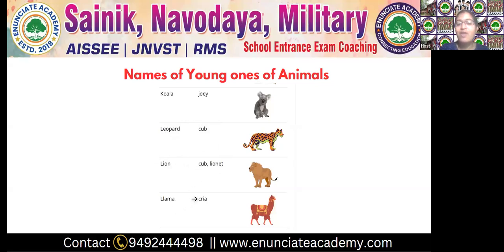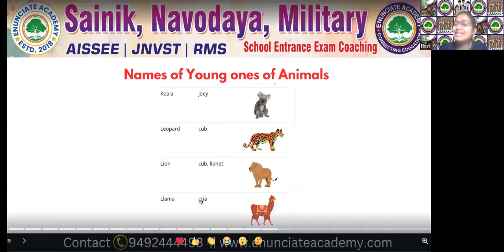And the young one of a llama, this looks like a camel. The young one of a llama is called a cria. This looks like a camel. The young one of a camel is called a calf. The young one of a llama is called a cria.